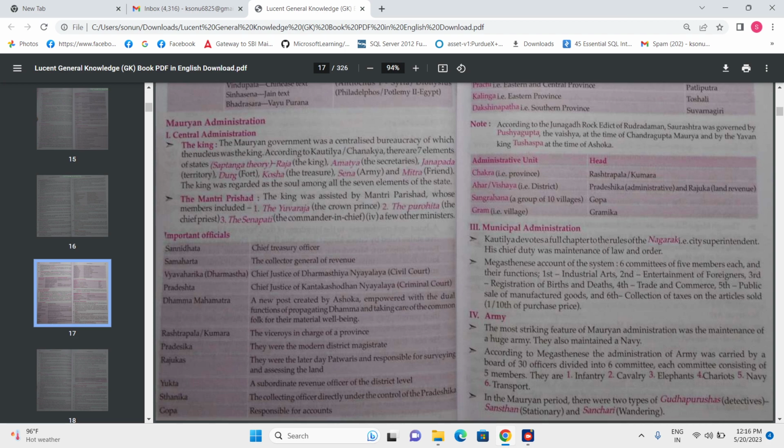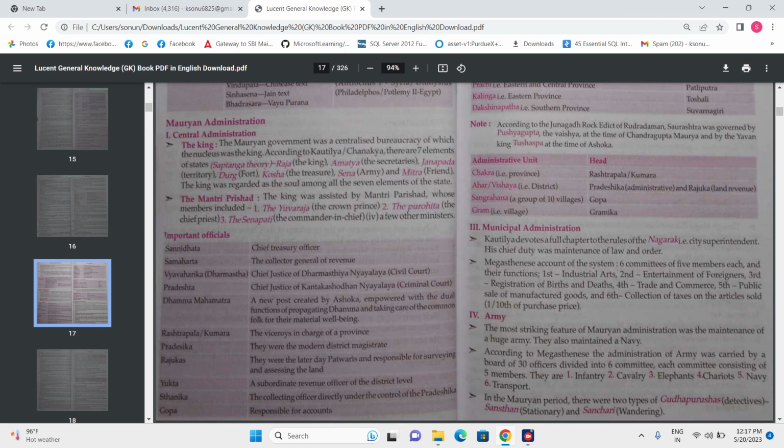So these 2 points are very important. In which rock edict is it mentioned that Pusya governed Saurashtra at the time of Chandragupta Maurya? It is mentioned in Junagadh rock edicts. The same thing can be asked like, at the time of Asoka, which king governed Saurashtra? Yavan king Tusaspa. And how do we get this information? We get this information from Junagadh rock edict of Rudradaman.